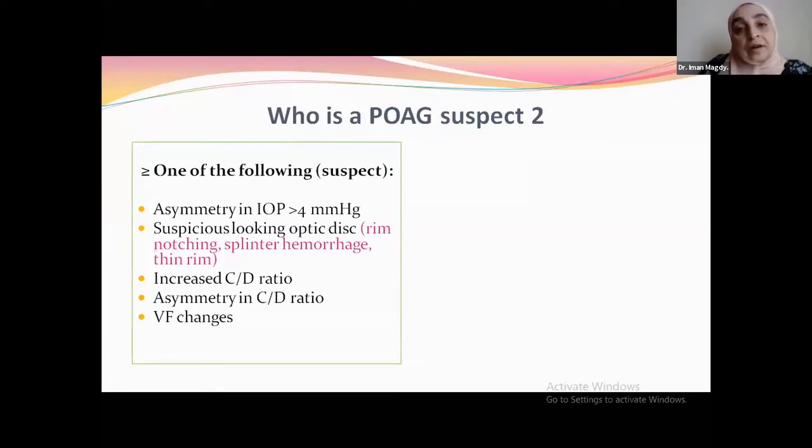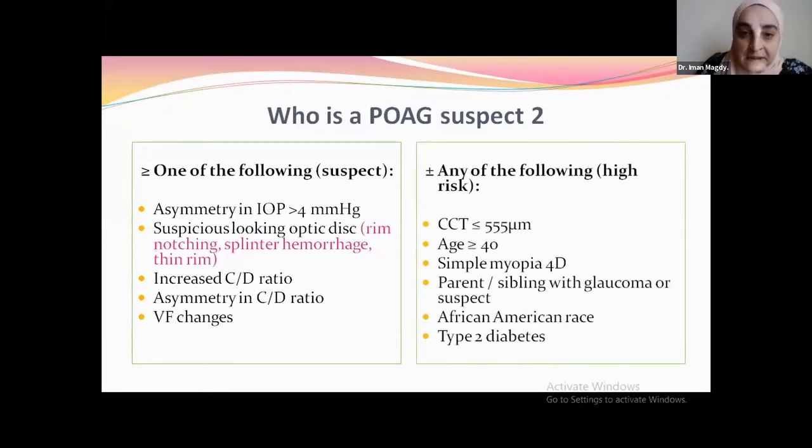What further complicates the risk, or makes it a higher risk suspect, is one of these: having a thinner central corneal thickness, age older than 40 years, being a simple myope of up to 4 diopters, having a parent or a sibling with glaucoma or a glaucoma suspect, being of African American race, and having type 2 diabetes.